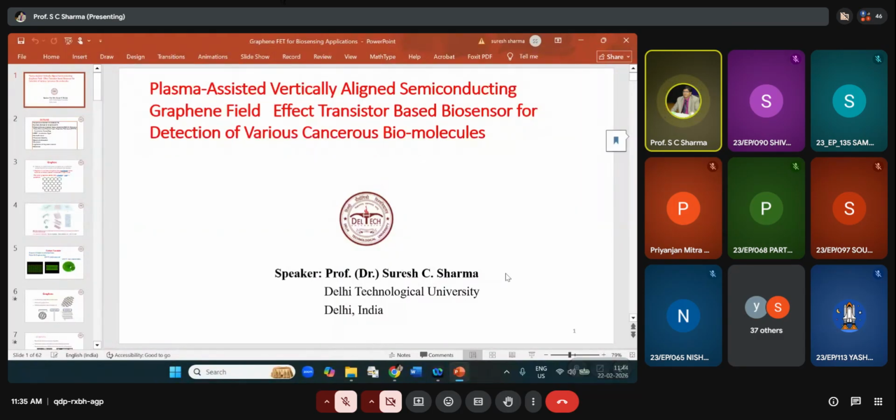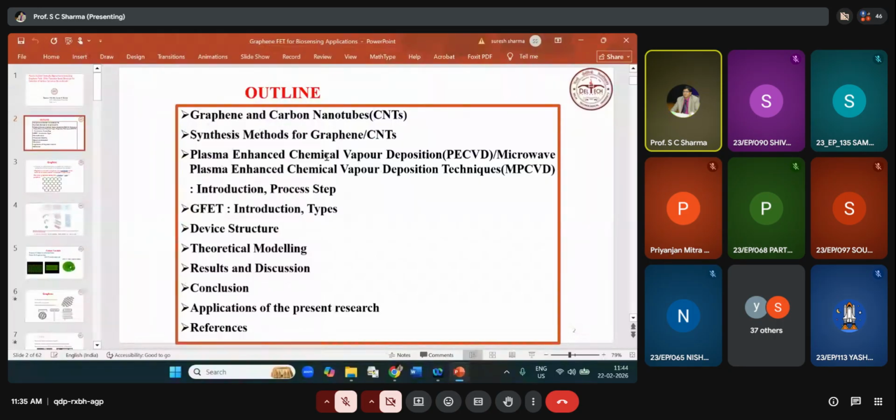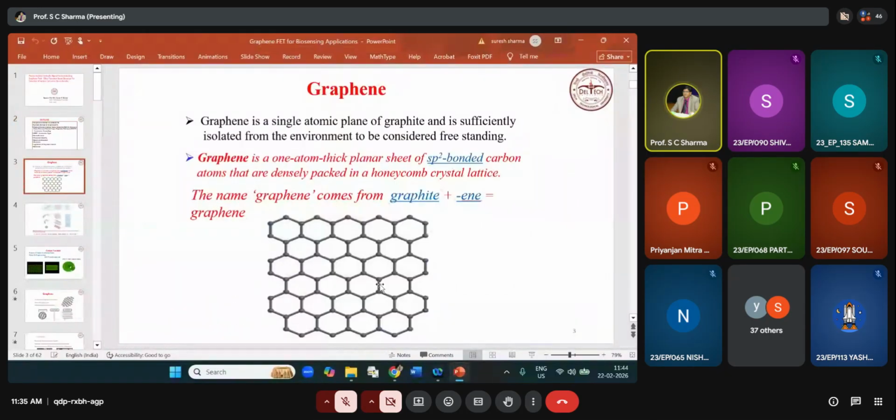So I have this one discussing carbon nanotube field effect transistor based biosensors for the detection of various molecules, and this is another, graphene field effect transistor based biosensors for detection of various cancerous biomolecules. These are the outlines: graphene and carbon nanotube synthesis methods, which I have already explained, plasma enhanced chemical vapor deposition or microwave plasma enhanced chemical vapor deposition. Then graphene field effect transistor introduction, types, device structure, theoretical modeling, results and discussion, conclusion, and applications.